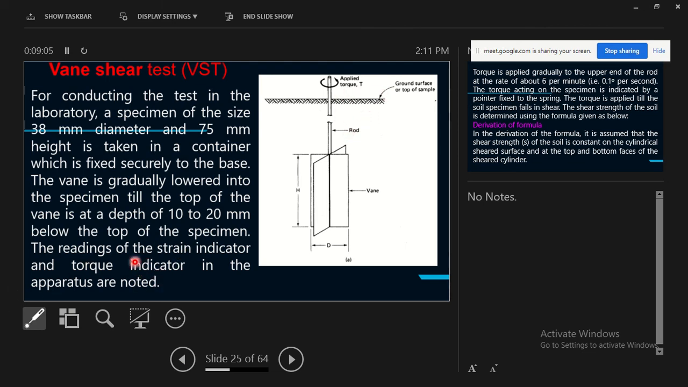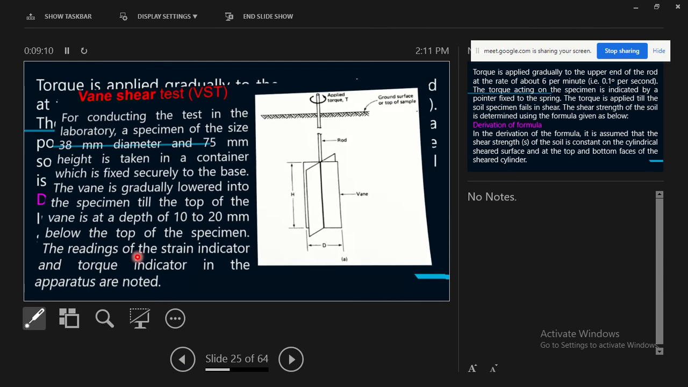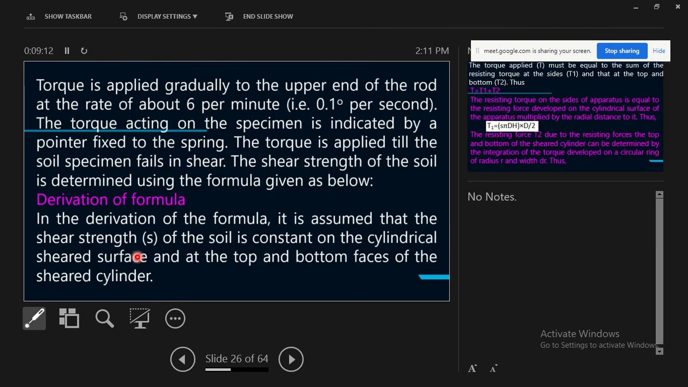The readings of the strain indicator and torque indicator in the apparatus are noted. Torque is applied gradually to the upper end of the rod, at the rate of 6 revolutions per minute, which is equivalent to 0.1 degree per second.